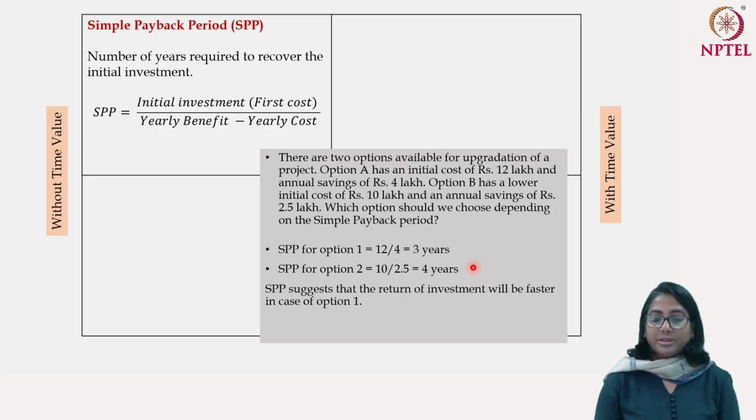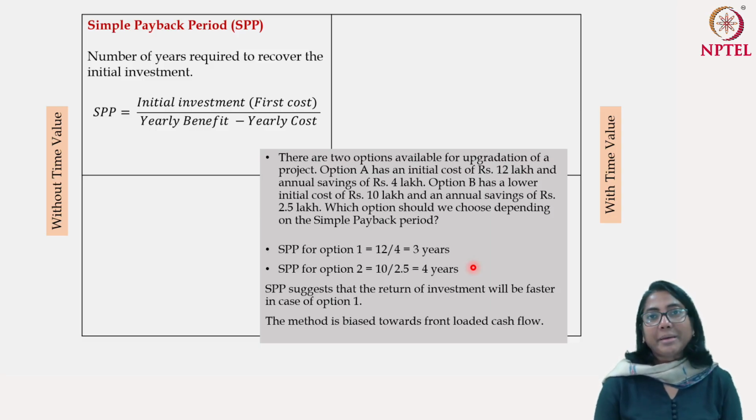Now, one problem with this simple payback period is that it's biased towards the front-loaded cash flow. It's only talking about the number of years within which you are going to recover your cost. In this particular project, we are saying that the yearly net savings is 2.5, but that is for 4 years, right? Maybe beyond the 4 years, this net saving can increase, which cannot be captured within the concept of the simple payback period.